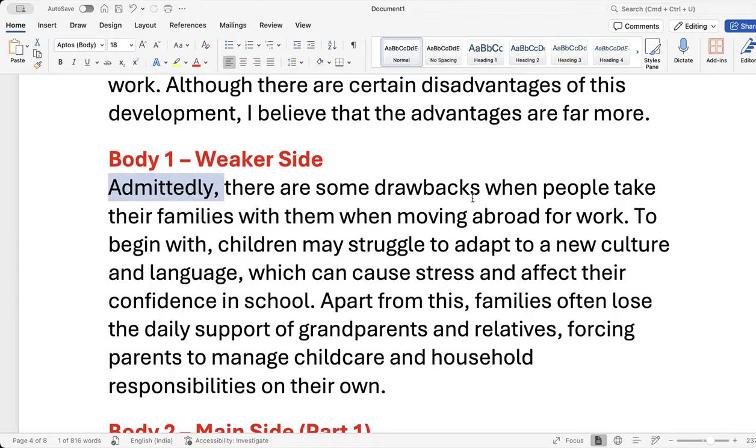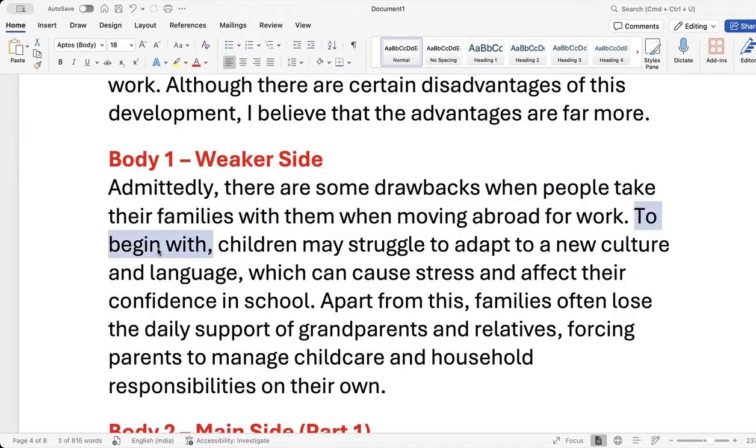Admittedly, there are some drawbacks when people take their families with them when moving abroad to work. So I repeated the topic here, and I wrote that admittedly there are some drawbacks of this topic. Then I put a connector. I use a simple connector to begin with. Why do I use this? Because in this case, students don't make grammatical mistakes.